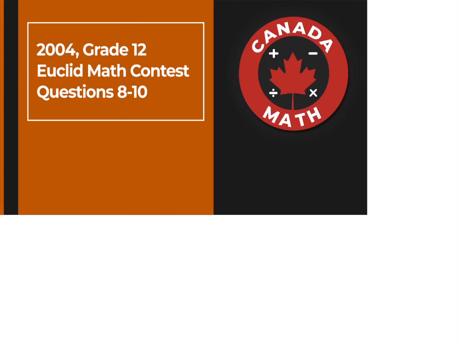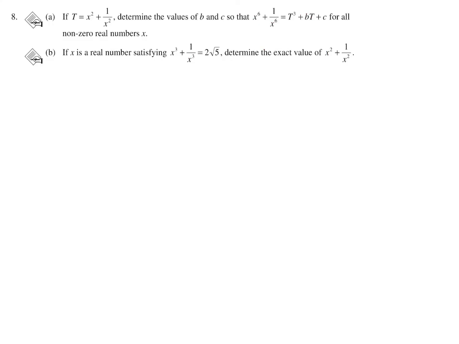Questions 8 through 10 on the 2004 grade 12 Euclid math contest. If t is equal to x squared plus 1 over x squared, determine the values of b and c so that x to the power of 6 plus 1 over x to the power of 6 is equal to t cubed plus bt plus c for all non-zero real numbers.